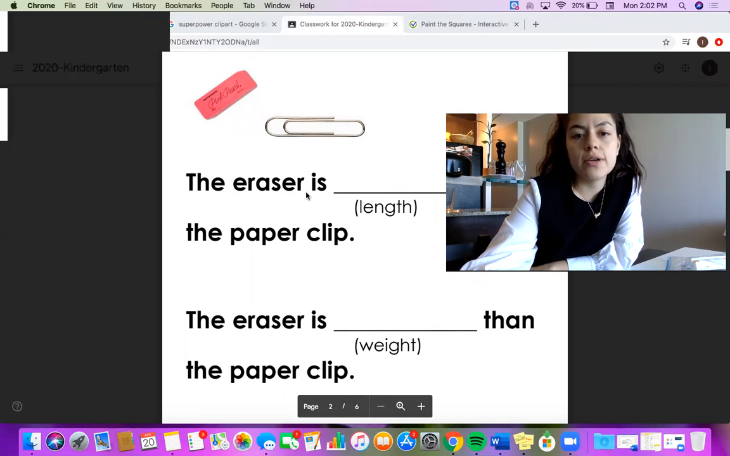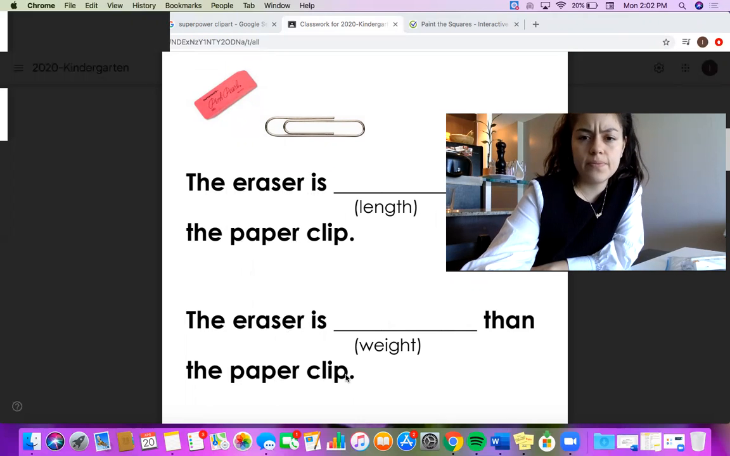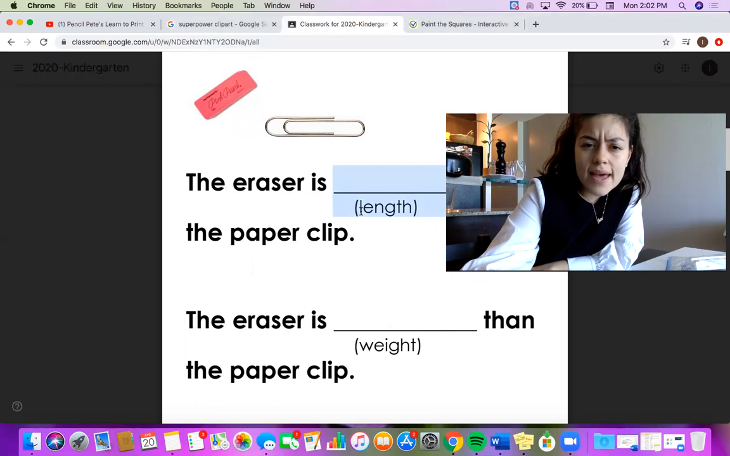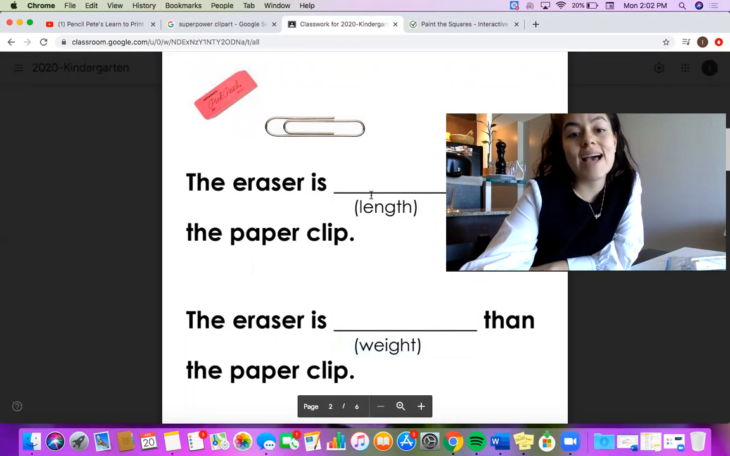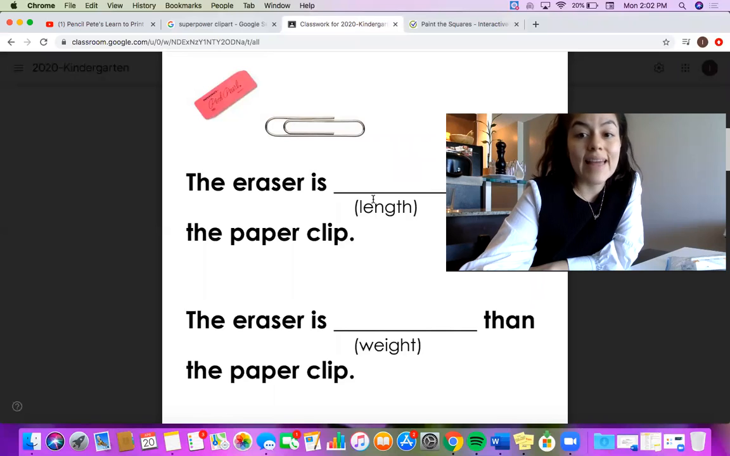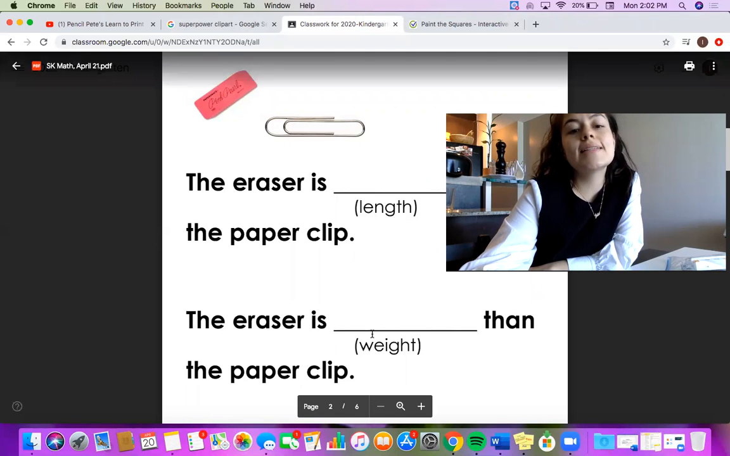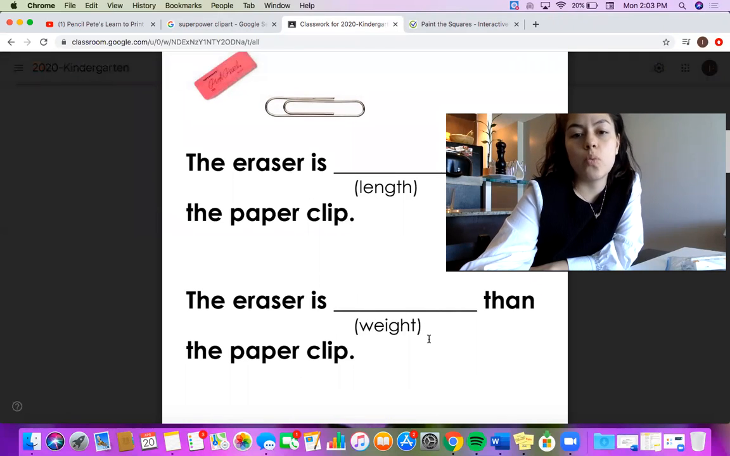The eraser is blank then the paperclip. The eraser is blank then the paperclip. All right, so I have 2 sentences I need to fill out. And this one, if you read that, it says length. And this one says weight. So the first question is asking us to compare the length of these 2 objects. And the second sentence is asking us to compare the weight.